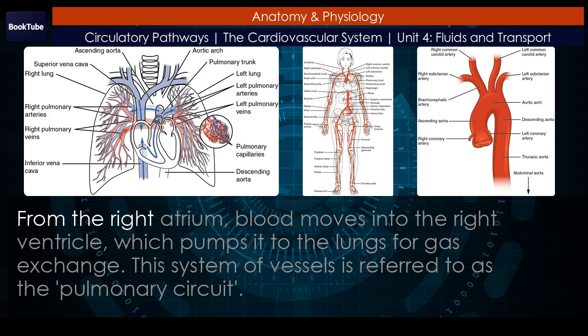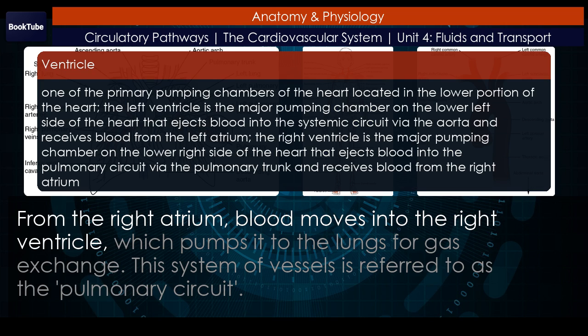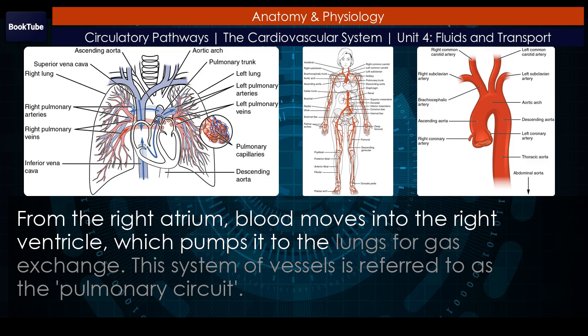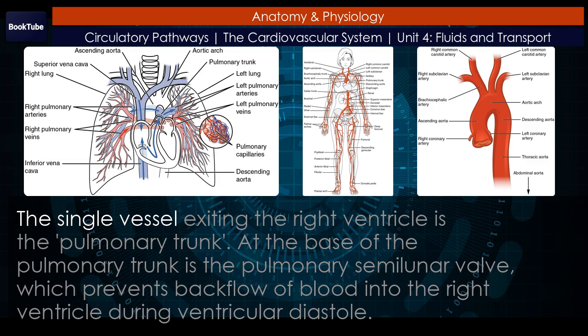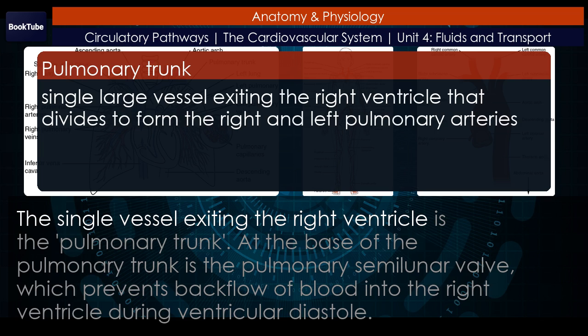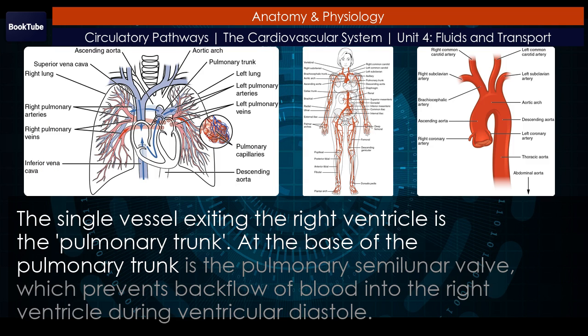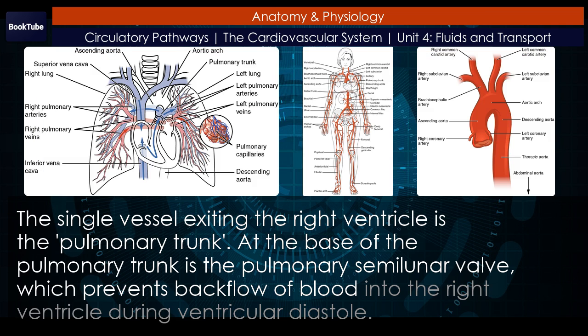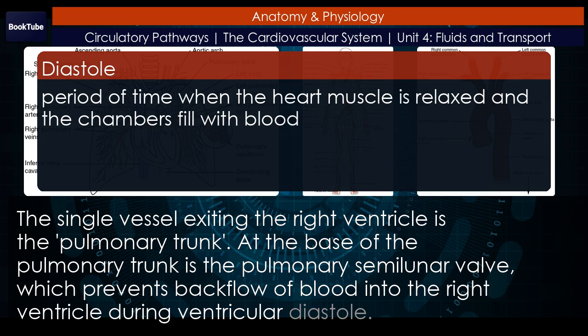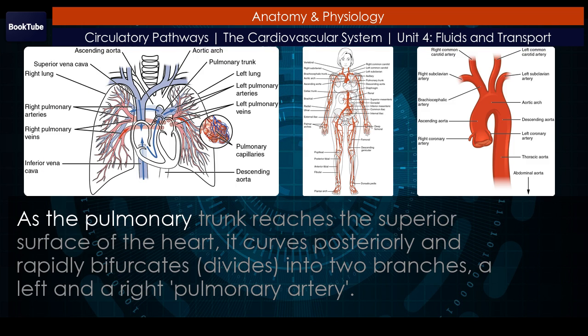From the right atrium, blood moves into the right ventricle, which pumps it to the lungs for gas exchange. This system of vessels is referred to as the pulmonary circuit. The single vessel exiting the right ventricle is the pulmonary trunk. At the base of the pulmonary trunk is the pulmonary semilunar valve, which prevents backflow of blood into the right ventricle during ventricular diastole.